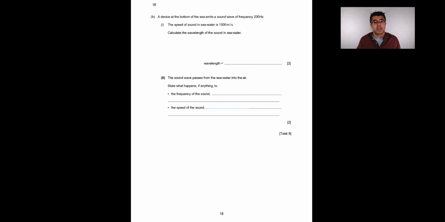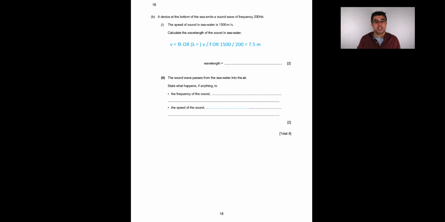Part B. A device at the bottom of the sea emits a sound wave of frequency 200 Hz. The speed of sound is 1500 meters per second. Calculate the wavelength of the sound in seawater. V equals f lambda again. Lambda equals v divided by f. So you've got the speed here as 1500 divided by the frequency 200, which gives us 7.5 meters. Notice there's no divide by 2, it's not an echo, it's coming directly from the bottom.